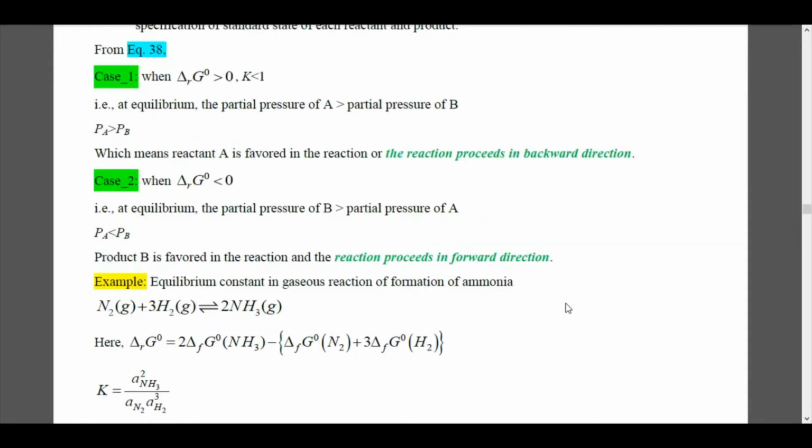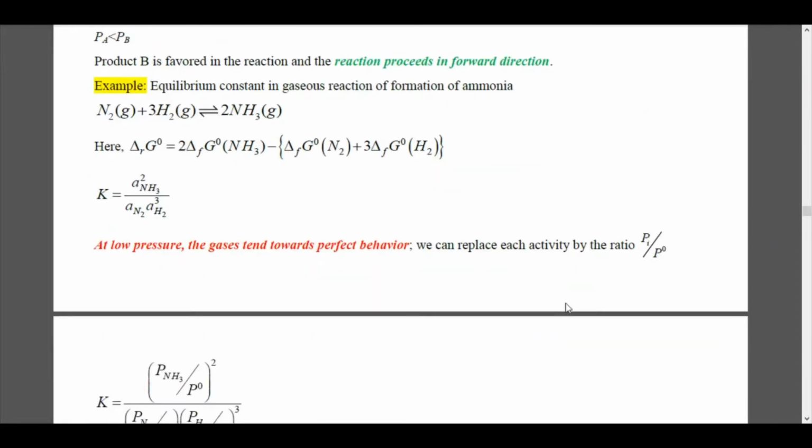So let us understand the equilibrium constant by taking an example. We will consider the example of formation of ammonia in the gaseous state from nitrogen and hydrogen. This is the balanced chemical reaction. Again, to determine the equilibrium constant, the balanced chemical reaction is very important. So again, the reaction Gibbs energy at standard state, as I have said, is given as the Gibbs energy of formation at standard state for products minus the Gibbs energy of formation at standard state for reactants.